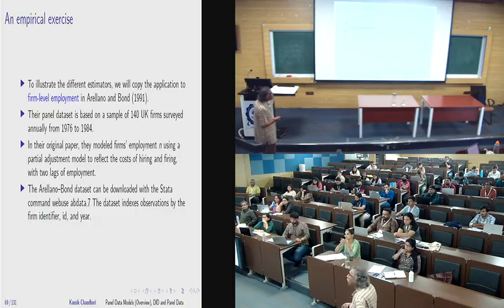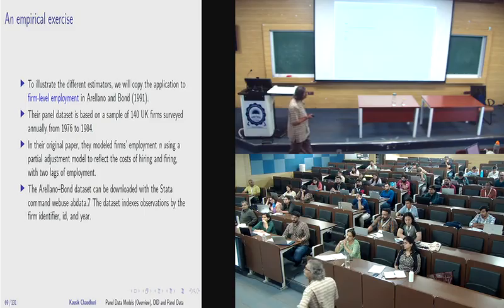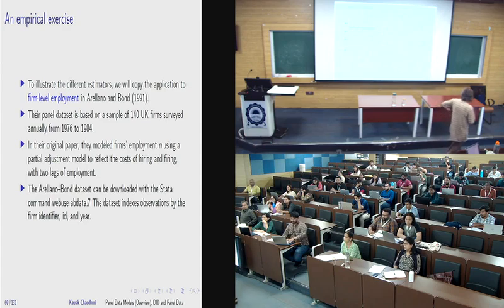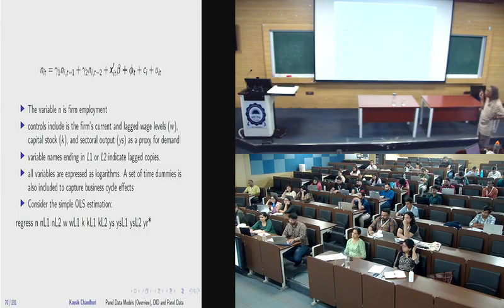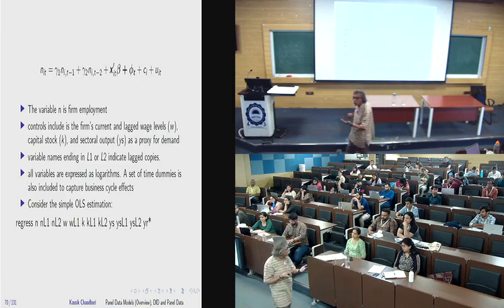You can actually download the original Arellano Bond data set by simply using the command webuse abdata. Clear? And the data set indexes observations by firm identifier, which is ID, and then the year. This is their model. Recall that it depends not only on lag N_it minus 1 but also on employment at T minus 2. The variable N is the firm employment. Controls include current and lagged values of wage level, capital stock, and sectoral output as a proxy for demand shock, basically.